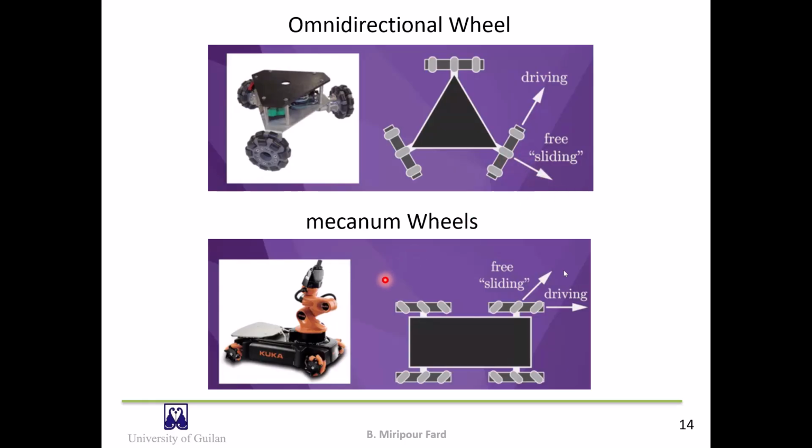The robot that is shown at the bottom has 4 mechanon wheels which do not slip in the driving direction but allow free sliding at an angle of 45 degrees relative to the driving direction. The principle behind the omni wheel and the mechanon wheel is the same, but they differ in the direction they allow free sliding.